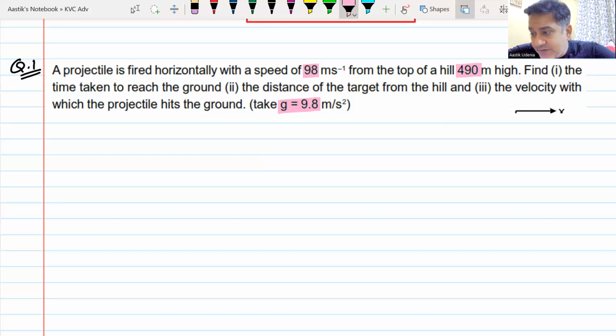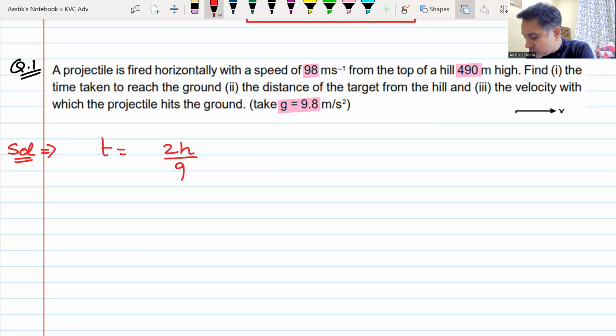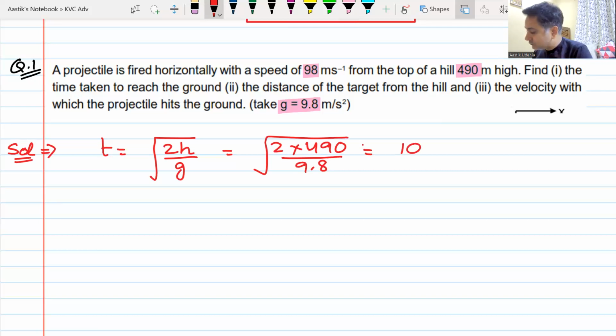Remember, you can obviously solve this question using the actual equations, but JEE is a test of speed. So you just put the formula fast and get the answer. T is root of 2h by g. Yes or no? Yes, sir. 2 into 490 divided by 9.8, root, and you end up with root of 100, which is 10 seconds. Yes or no? Yes, sir.